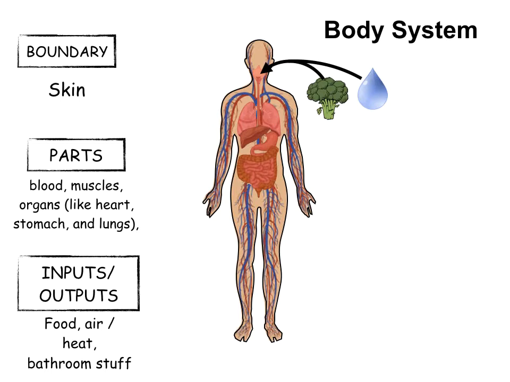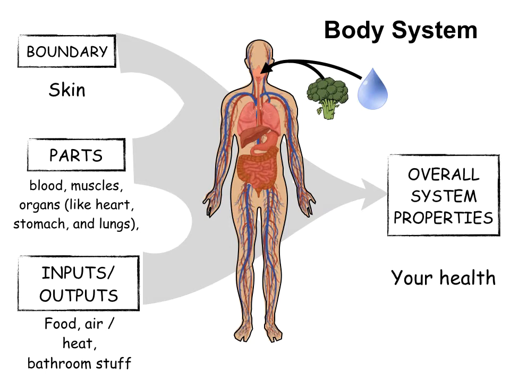And so all of these things together really help make us work. In fact, it's the combination of all of these things working together that really determines our overall system properties. In this case, our health. And if something goes wrong with one of those, like let's say we don't eat the right types of food, then our health gets affected. Let's say that something's not working right, like one of our organs stops working, then our health is affected. Or imagine if we didn't have our skin and if we didn't have our boundary to keep the outside world out, well, that would affect our health too.